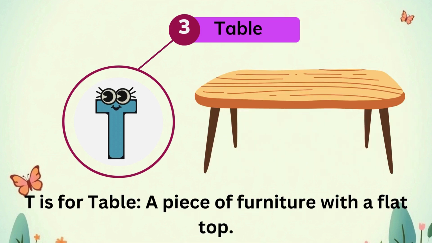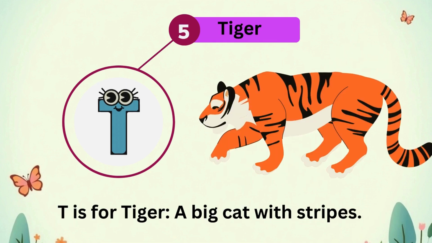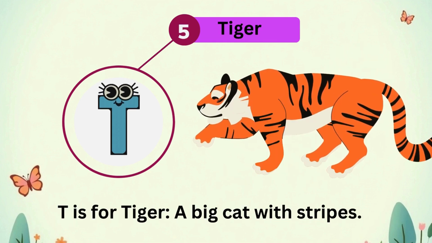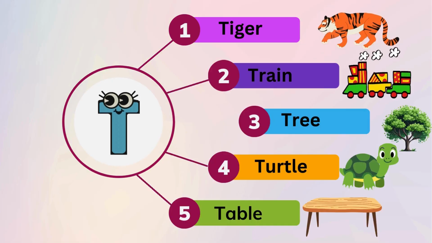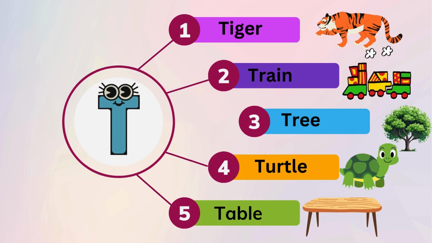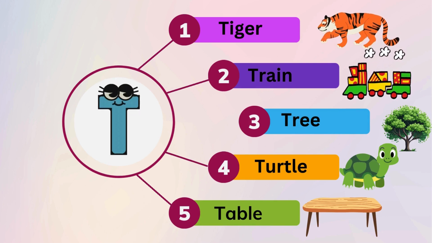T is for table, a piece of furniture with a flat top. T is for turtle, a reptile with a hard shell. T is for tiger, a big cat with stripes. T is for tiger, train, tree, turtle, and table.